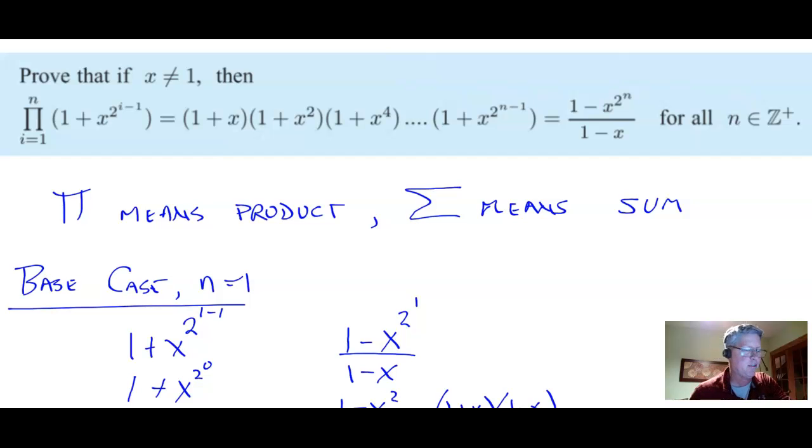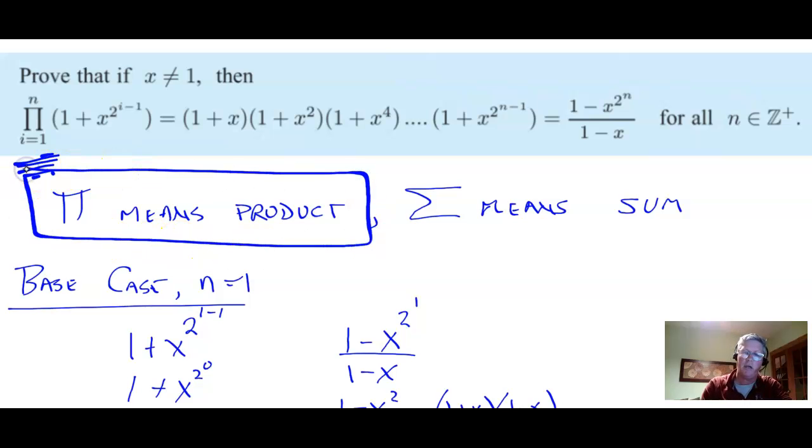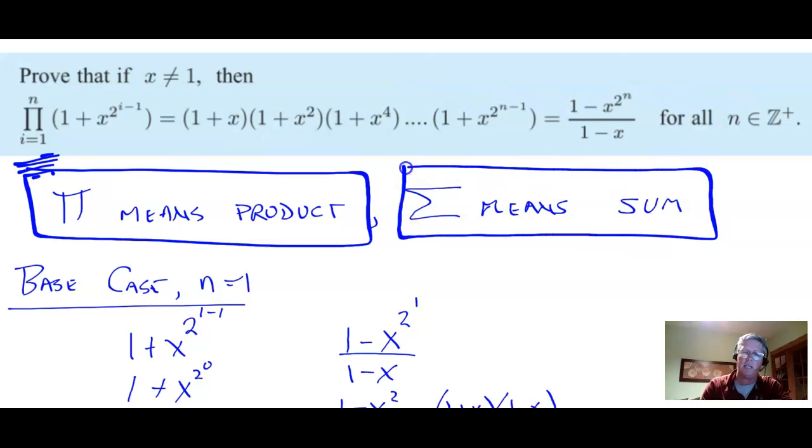It's kind of relentless right now. It's the same idea: base case, assume P(k), show P(k+1), but you've got to know what the notation is. I don't know if any of you have seen this before, but this notation means take this term and keep multiplying it. There's no addition sign, so this means the product of terms. We're used to sigma meaning the sum of terms.